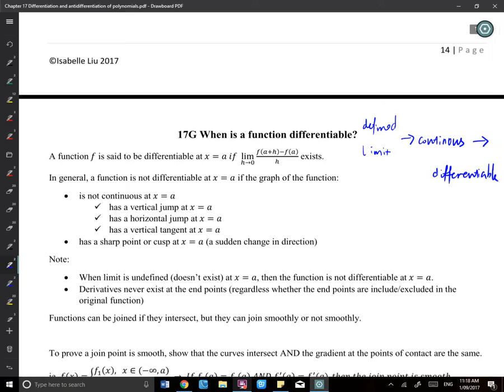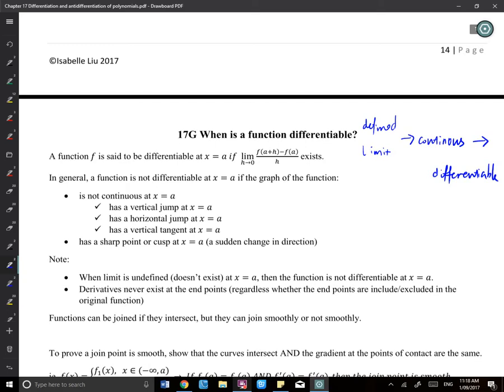Defined and limit are not affecting each other, so both can exist, both can not exist, or one exists and one does not. And then if both are satisfied, we have defined, we have limit, but if they are equal, then it's continuous. If it's not equal, it's not continuous. And the next stage we'll talk about is differentiability, whether the function is differentiable or not.